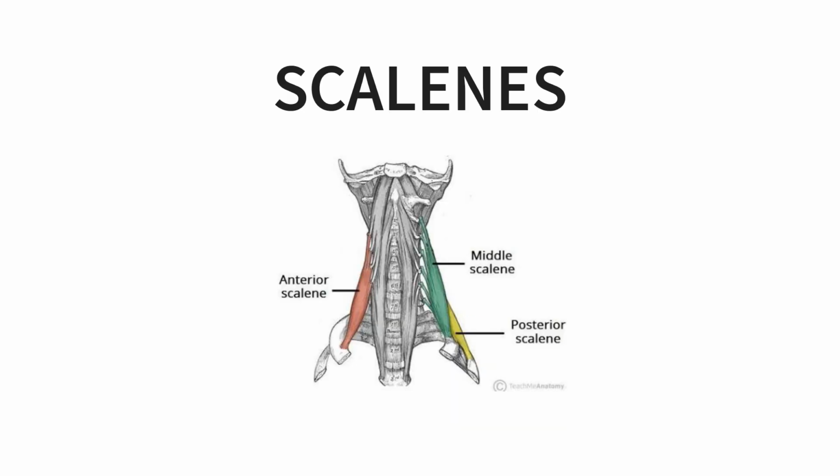The scalene muscles are divided into anterior, middle, and posterior scalene. They originate from the transverse processes of cervical vertebrae C2-7 and insert into the first and second ribs. These muscles play a crucial role in elevating the first and second ribs during deep inspiration, lateral flexion, and rotation of the neck. They are innervated by the anterior rami of spinal nerves C3-8.